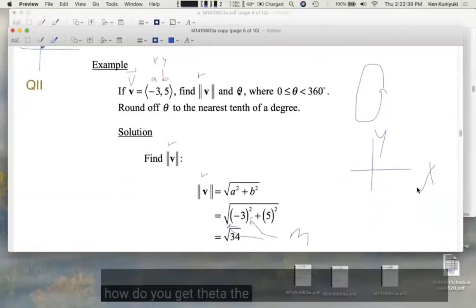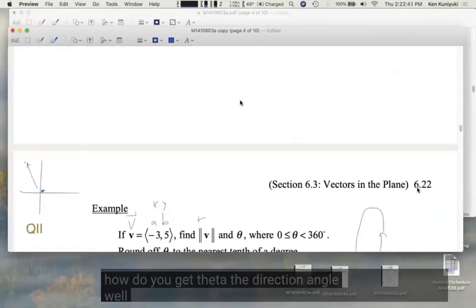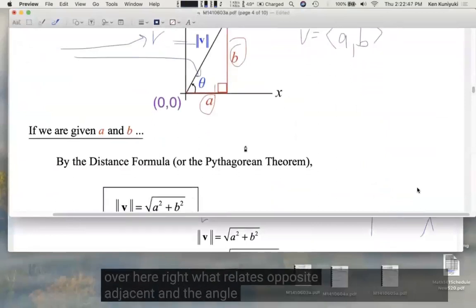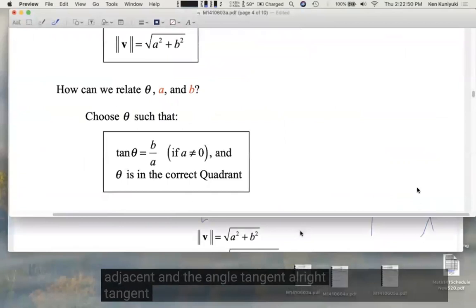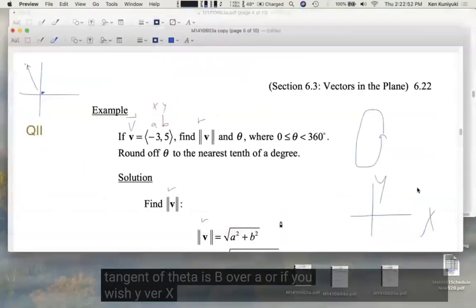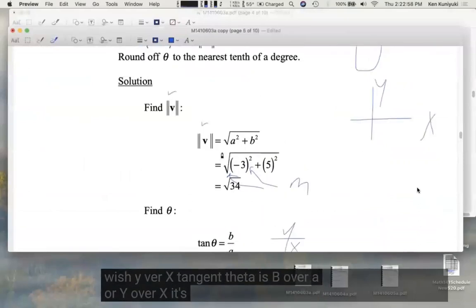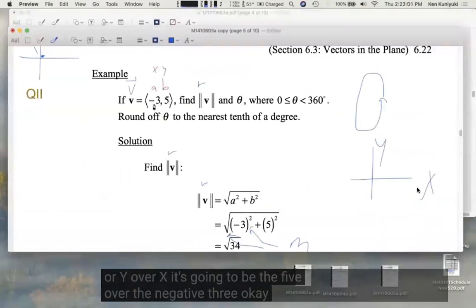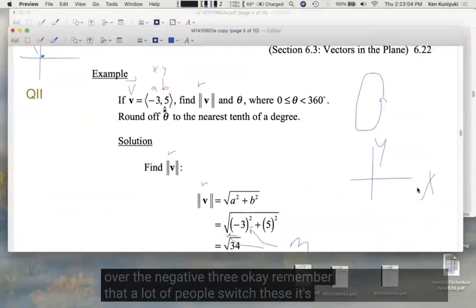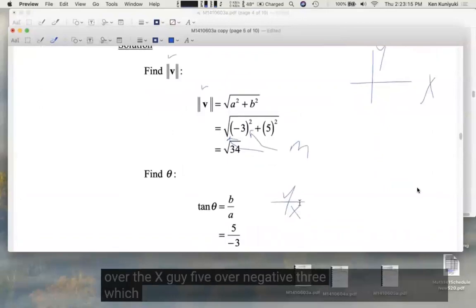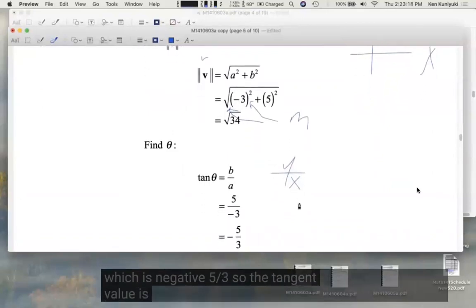Okay, how do you get theta, the direction angle? Well, we're going to need this formula over here, right? What relates opposite, adjacent, and the angle? Tangent. Tangent of theta is B over A, or if you wish, Y over X. It's going to be the 5 over the negative 3. Remember that. A lot of people switch these. It's like slope, a lot of people turn it upside down. It's the y guy over the x guy. 5 over negative 3, which is negative 5/3. So the tangent value is negative 5/3.